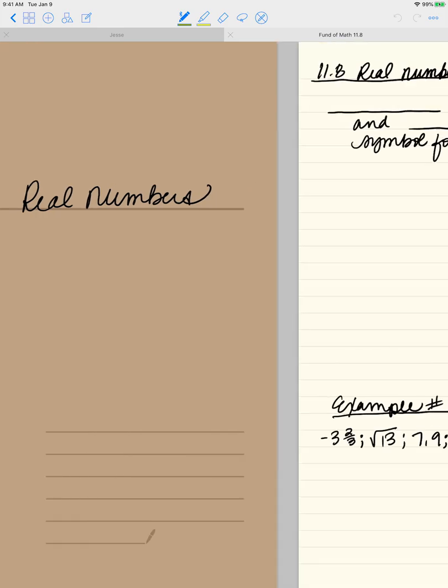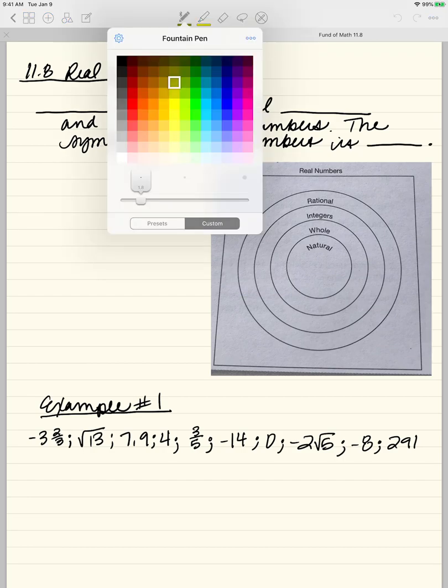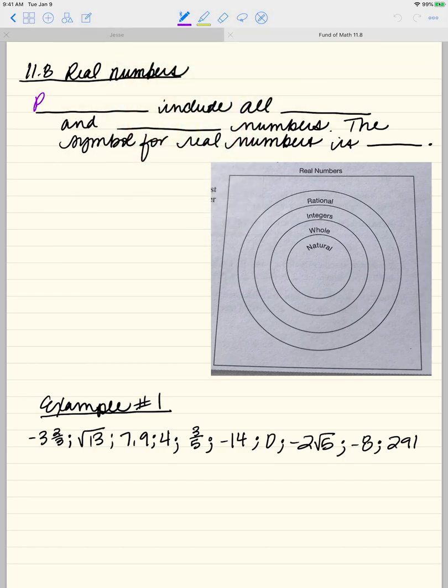All right, sixth grade, last section in chapter 11, talking about real numbers. Real numbers. And so we're going to start off with a definition. What are real numbers? Well, real numbers is the set of numbers that includes all rational and irrational numbers.